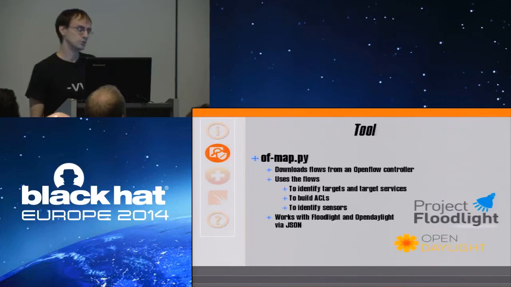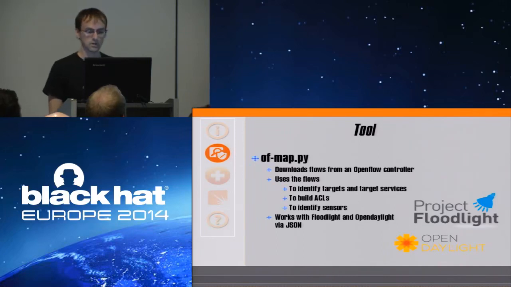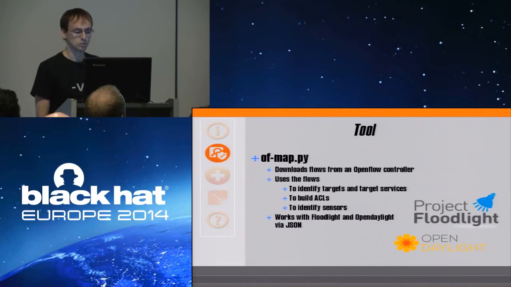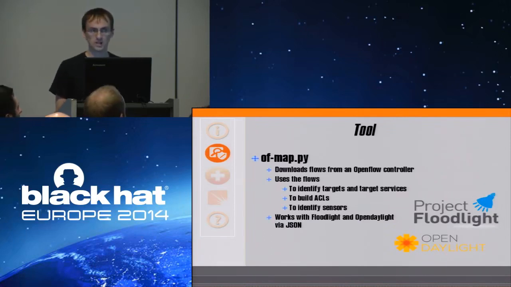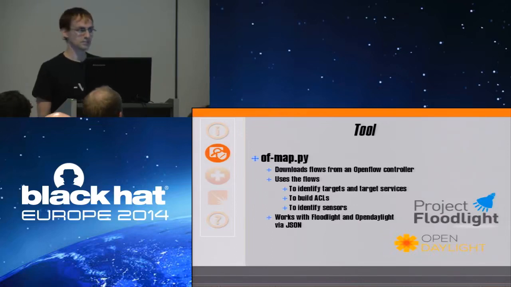Our tool to do that today is OFMap. It downloads flows from an OpenFlow controller, and it uses those flows to identify targets and target services, to build ACLs, to identify sensors. It works with Floodlight and Open Daylight via JSON. It will actually auto-detect for you, and will use the correct syntax.